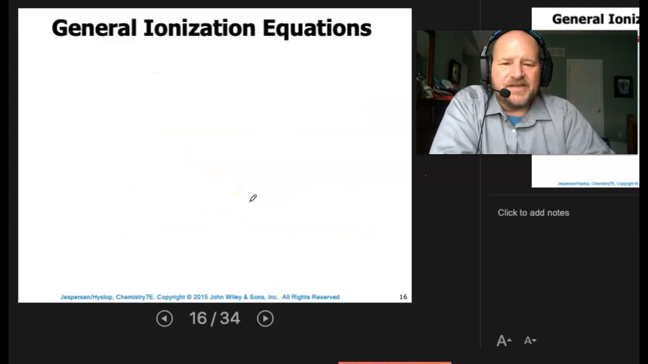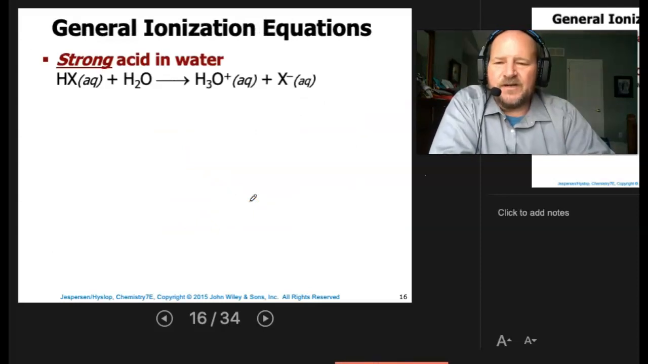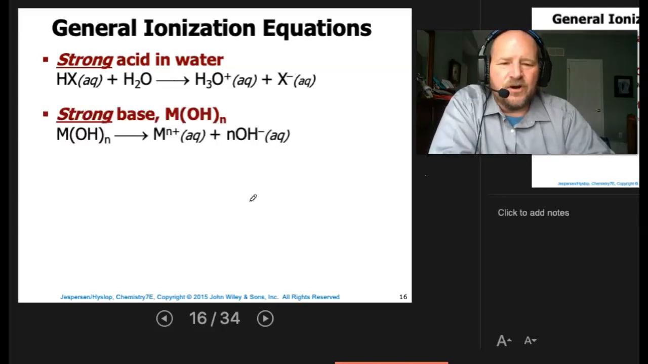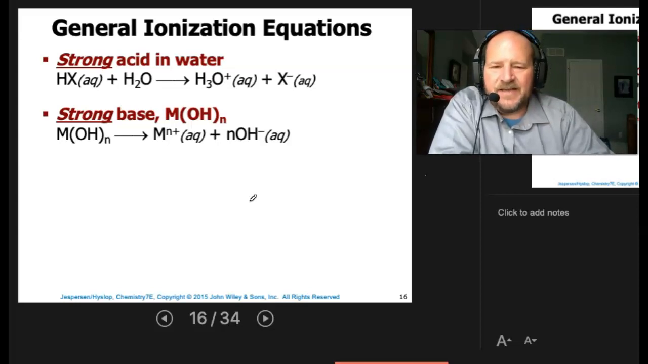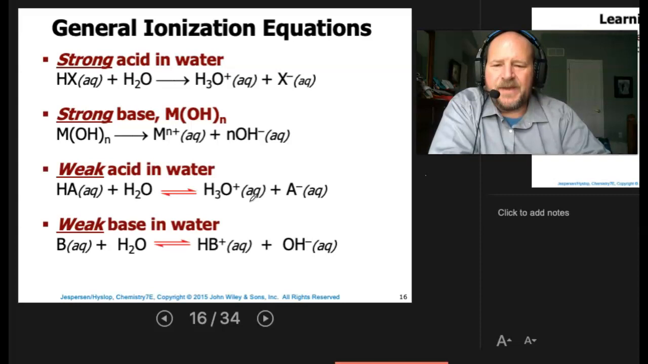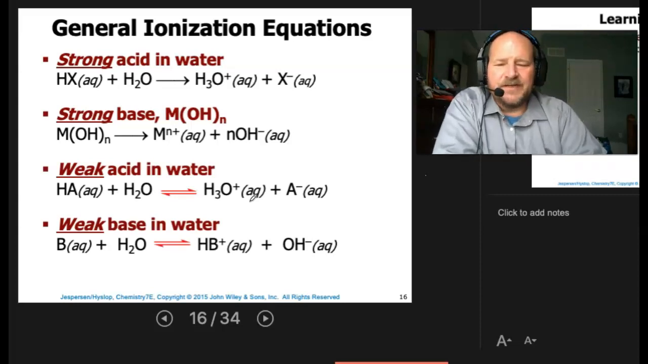So general ionization equations, strong acid and water. So we have HX plus water is going to give us H3O plus X minus. Strong base, and notice the arrows here, both of them are pointing directly to the product. So we get M(OH)n is going to give me M^n+, the charge of the metal, plus that same number of hydroxides. Now, if it's a weak acid or a weak base, you'll notice we have those dynamic equilibrium arrows, right?